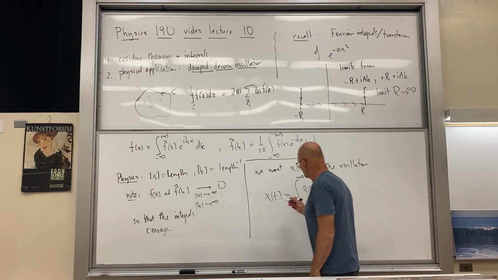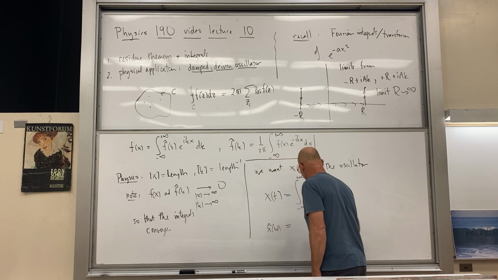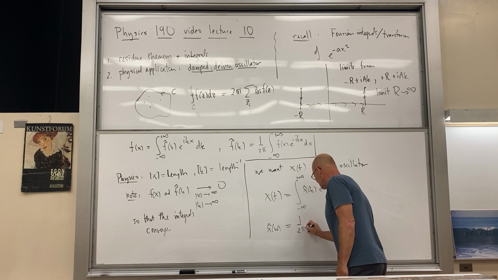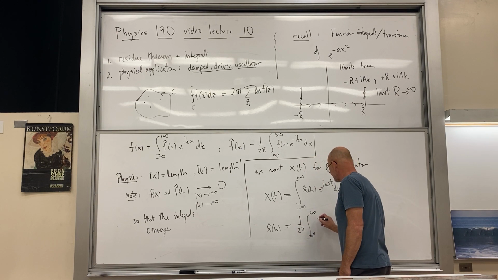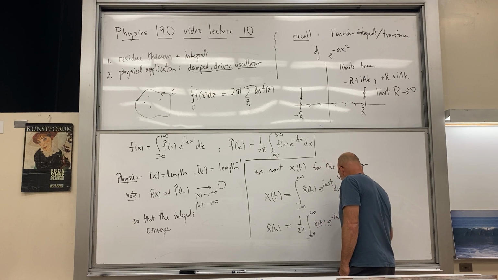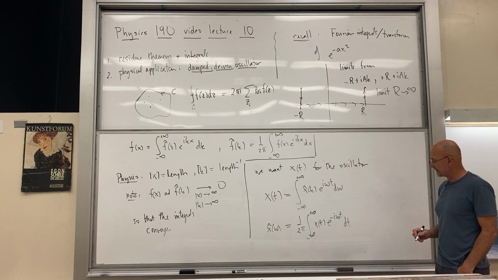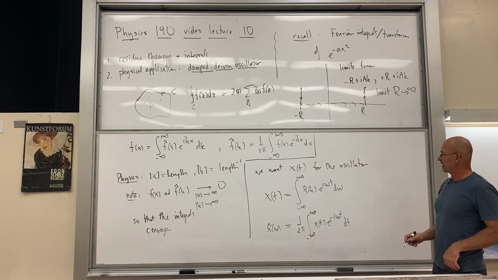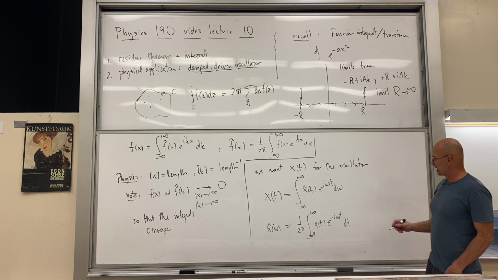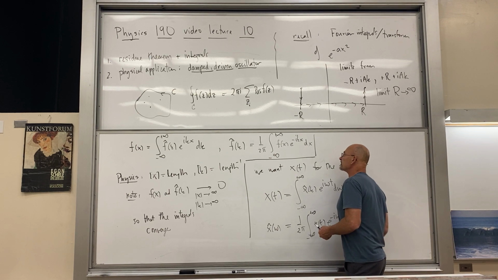So our x hat of omega is 1 over 2 pi times the integral of x of t e to the minus i omega t dt. So that's a direct translation of these. Anything else to say? Good, let's send that up.